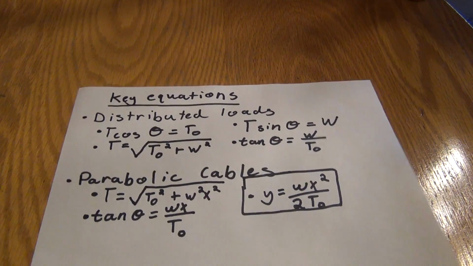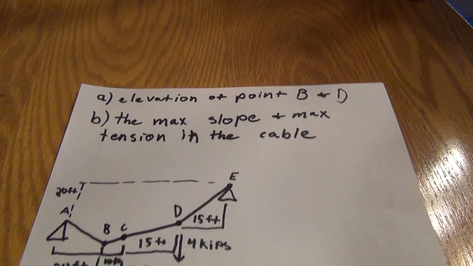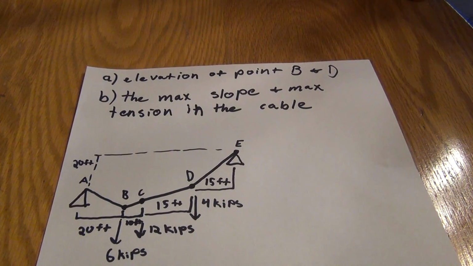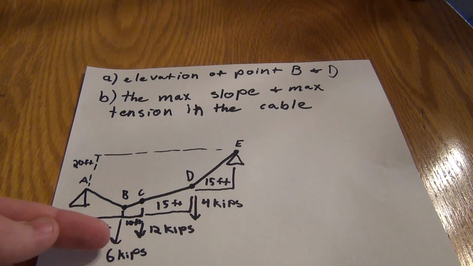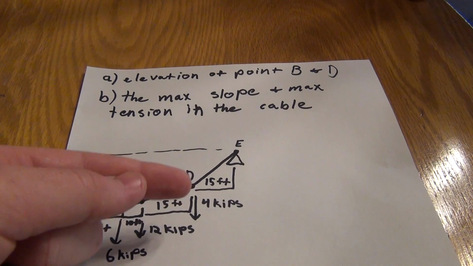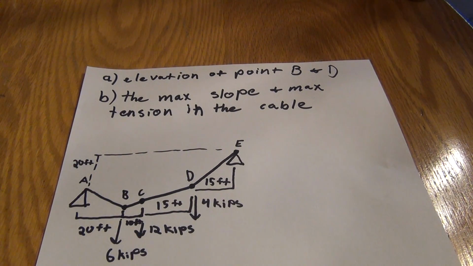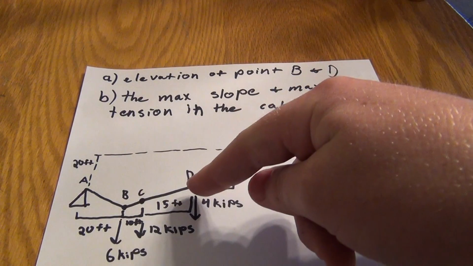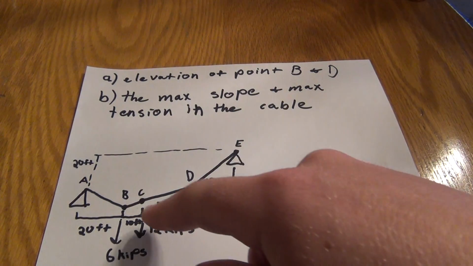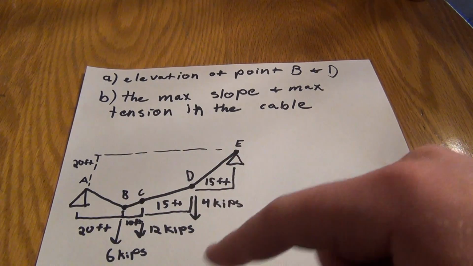Now let's solve a problem. One of the first things you will notice about this problem is that it is a concentrated load, as you can see, we have specific forces weighing down at each specific point. What this problem is wanting us to solve for is the elevation of point B and point D. So let's keep in mind these measurements and these forces.